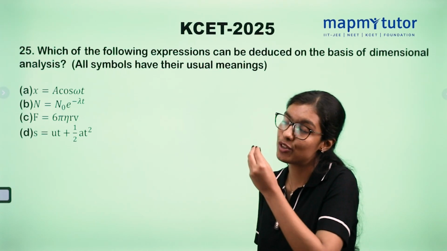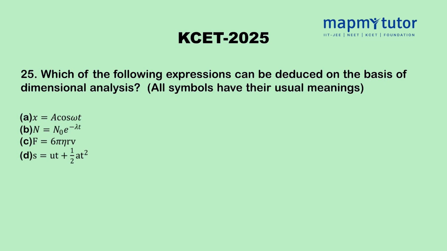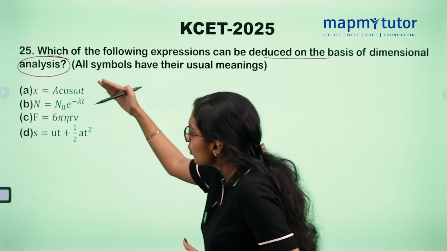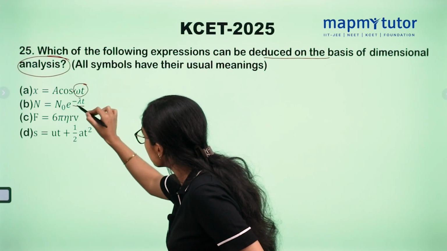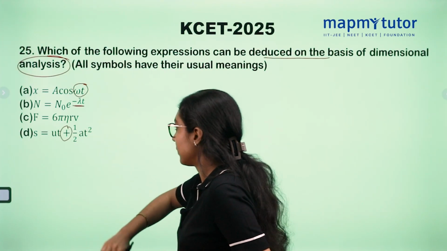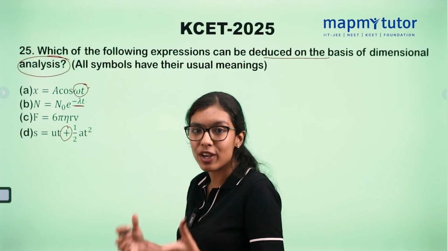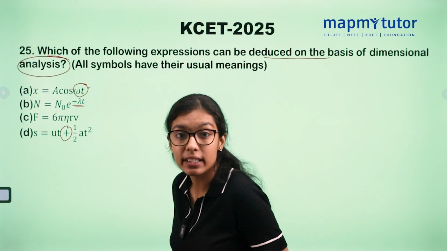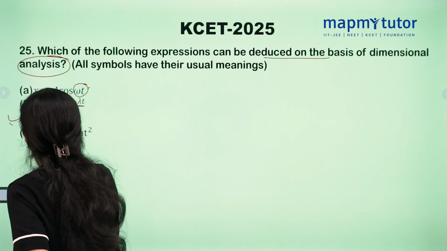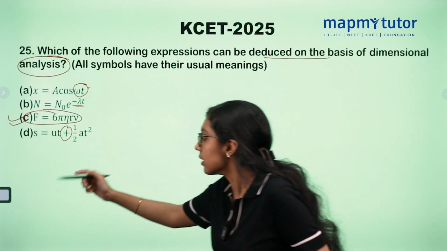To solve this particular question also we have a simple trick. What is the question? Which of the following expressions can be deduced on the basis of dimensional analysis? Now if you see your options very carefully, here you have an omega, here I have exponents, here I have an addition. When you have these terminologies or equations, we don't use dimensional analysis there. So which is automatically the correct option? The correct option comes out to be option C. Very easy, very simple, and it's free marks.